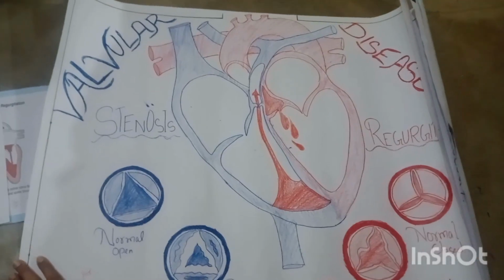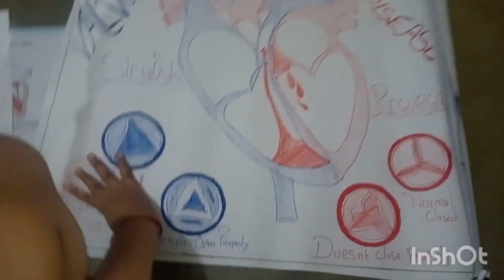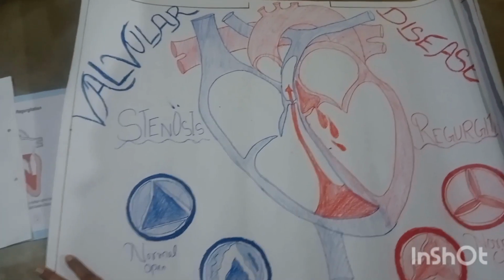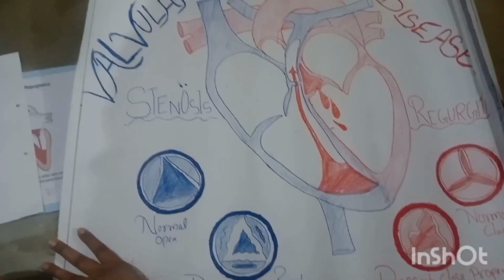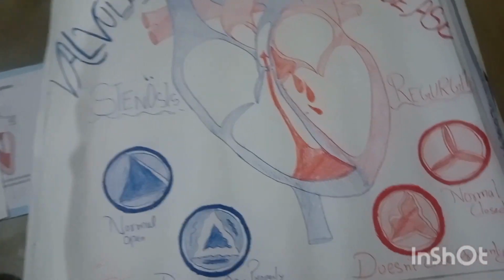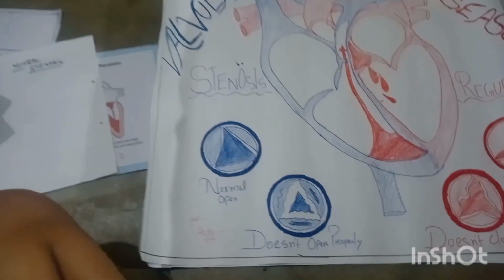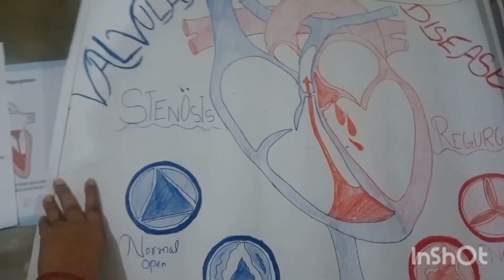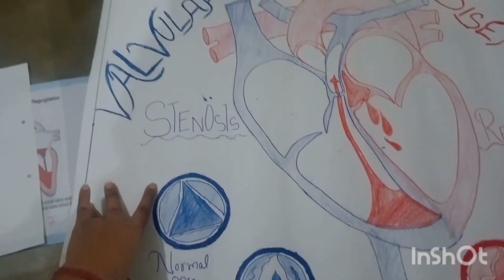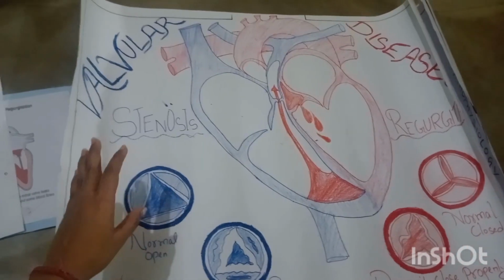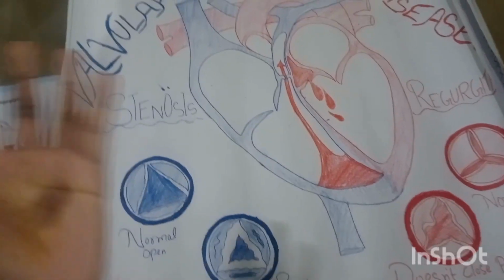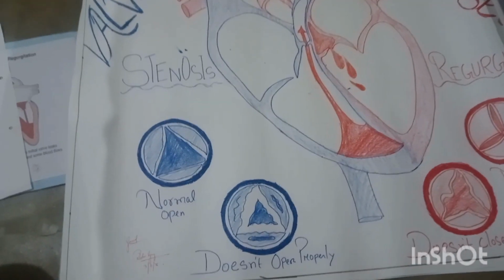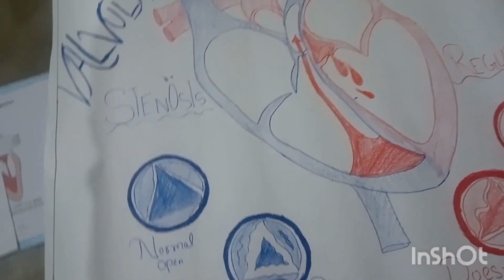In this disease there are many kinds of valvular disease like mitral stenosis, mitral regurgitation, aortic stenosis, aortic regurgitation, tricuspid stenosis, tricuspid regurgitation, pulmonary stenosis and regurgitation. It includes all these things. And to understand valvular disease, what we need to understand is what is regurgitation.